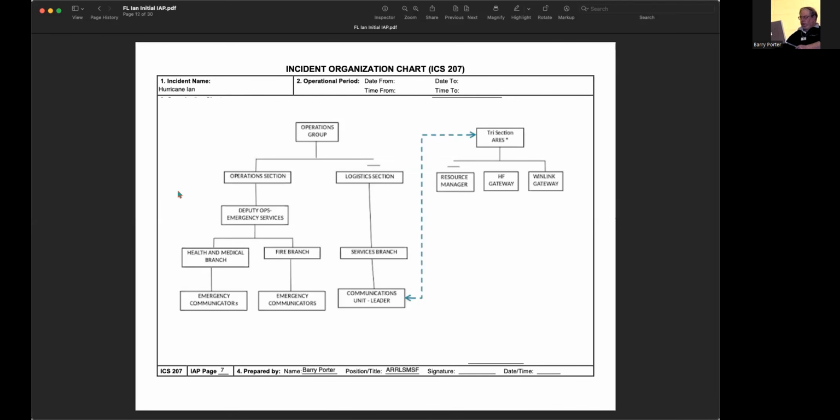Again, this is the organizational chart. It's IAP page 7, it's ICS 207. It's the same thing that was listed on the other page, except this is a bigger one, and my lines didn't connect on this one.